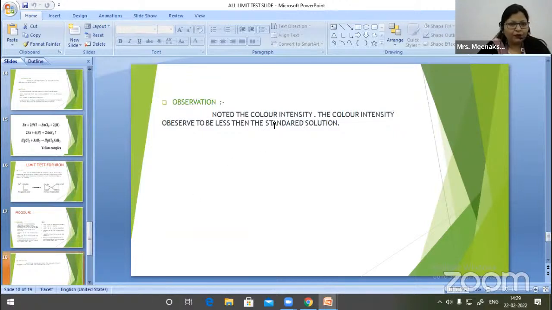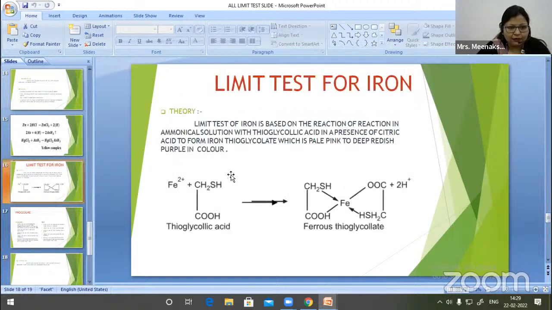Again, here we note the color intensity, because the ferrous thioglycolate complex that is formed is deep reddish to purplish, or maybe pale pink. So whether it is pale pink or deep reddish purplish in color, that we compare with the standard. The standard and the test are compared. This is how we carry out the limit test for iron.